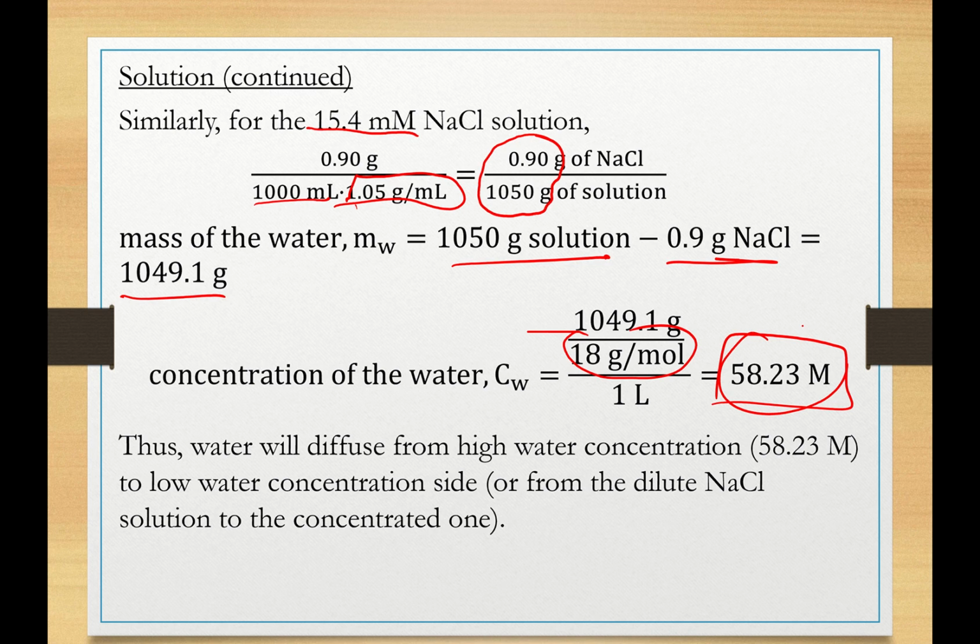So the water concentration of the more dilute solution is higher. Therefore, water will flow from the 15.4 millimolar sodium chloride solution into the more concentrated solution to dilute it, okay?